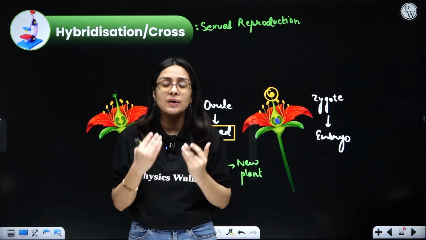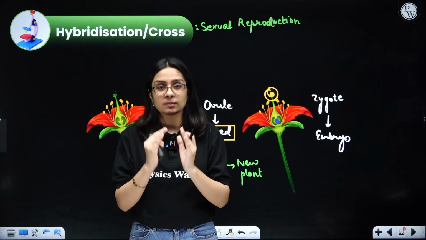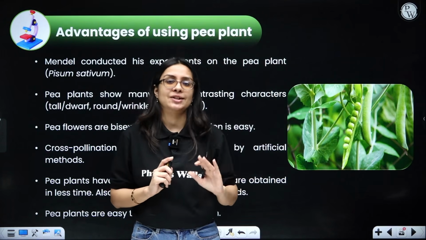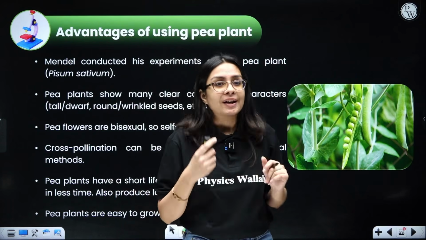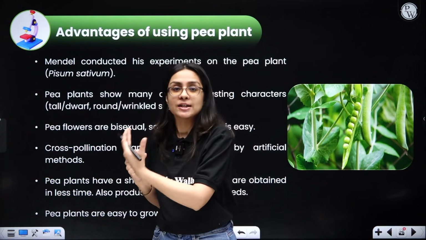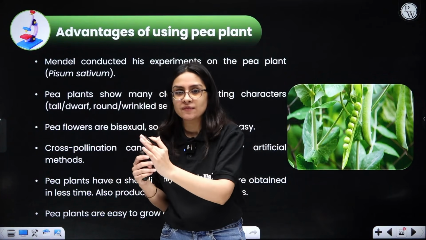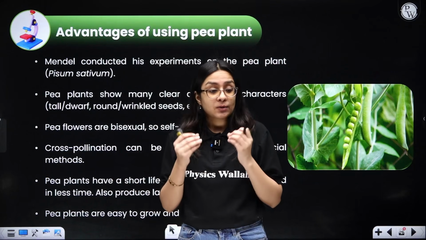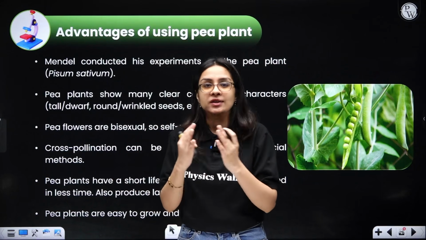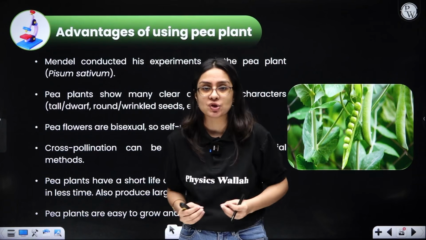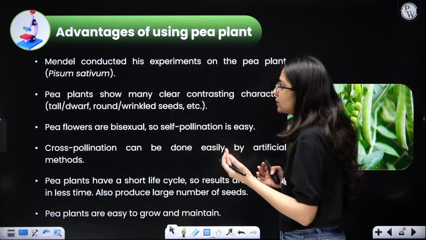So I hope now you understand, whenever you see the term hybridization or cross, you should be familiar that it is being considered as sexual reproduction. Now Mendel did not know that pea plants could be so beneficial for his experiments. He simply found them very fascinating, so he started conducting his experiments on them. But it was fortunately a good thing for him, because pea plants as a model were very, very beneficial. There were certain reasons why it was so.